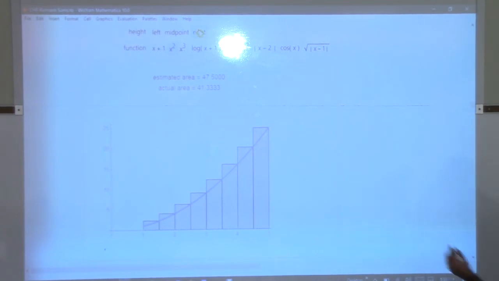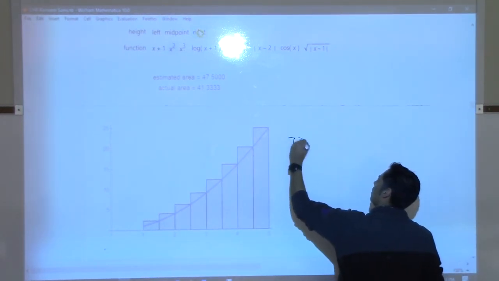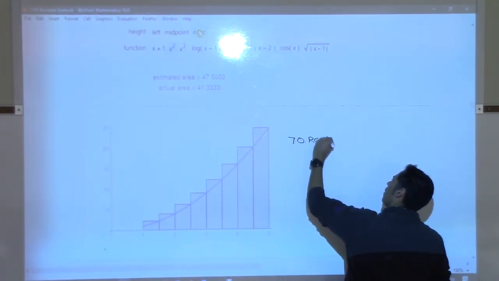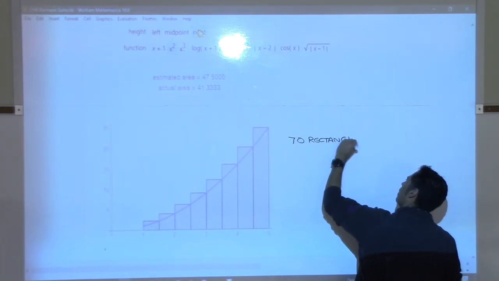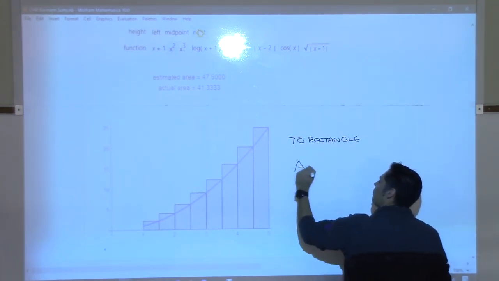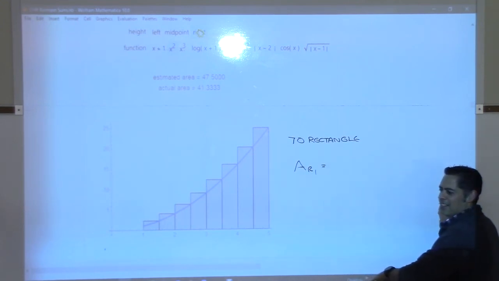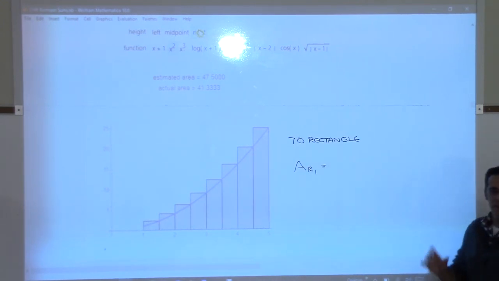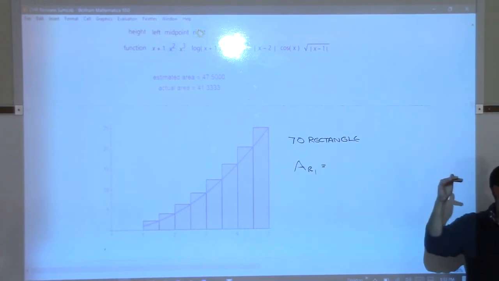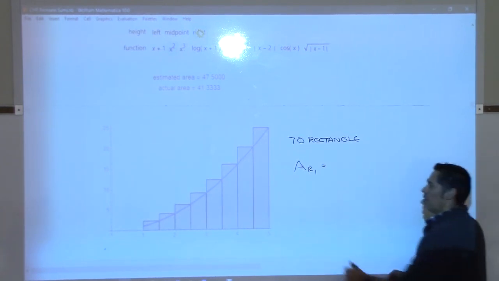Okay, 70 rectangles. Should I write out the area of rectangle 1 and do this for all 70? Hell no, I'm not doing that. In fact, I'm going to just go right to the summation because nothing's going to change in the summation except what? The end, where we're stopping, right? Where we're stopping. So I'm not even going to do that.